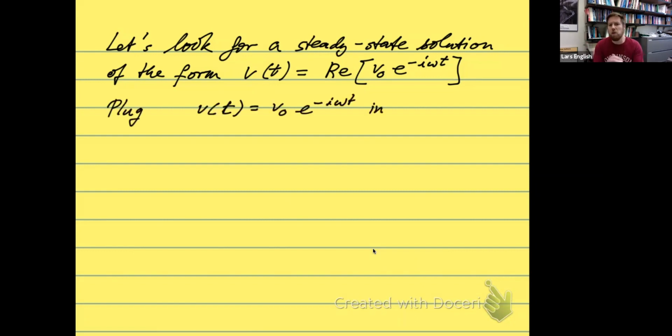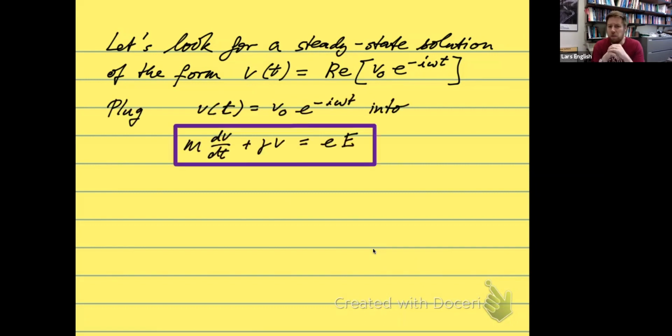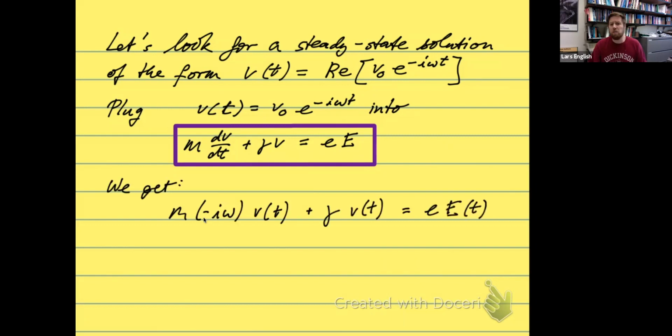Now, what we're going to do is plug that ansatz back into the differential equation. And what you see then is we have to take a derivative. This is why we're using this Euler form, because it's very easy to take a derivative of this. All that happens is we bring out a minus i omega out front when we differentiate. And so that's exactly what happens here. In the first term, we get an additional multiplicative factor of minus i omega, and the rest basically stays the same.